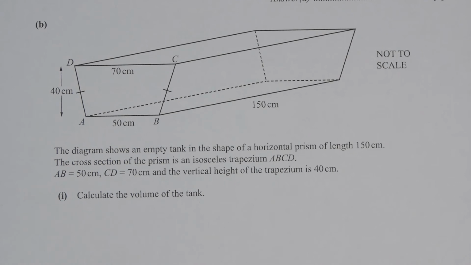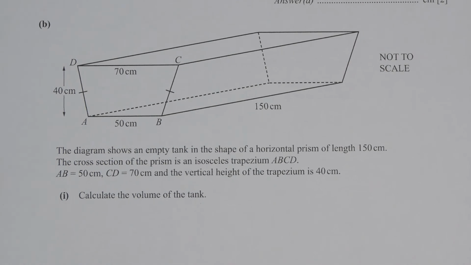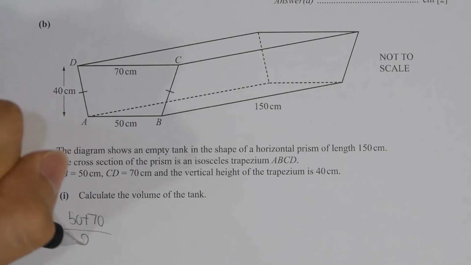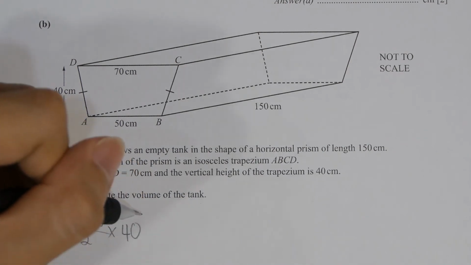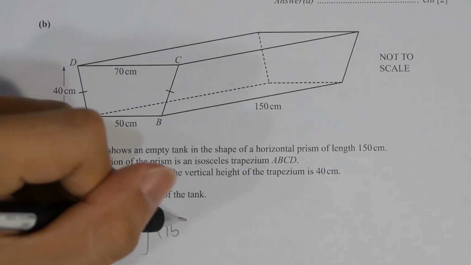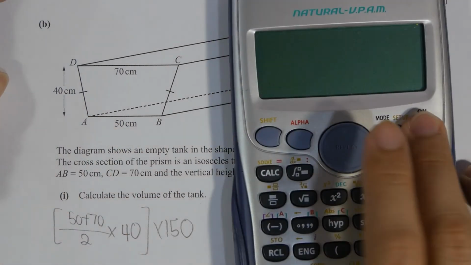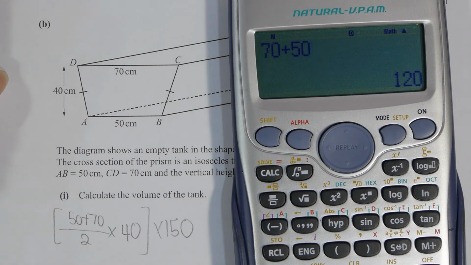For part B, first I calculated the trapezium by taking 50 plus 70 divided by 2, multiplied by its height of 40. Then I multiplied by its width, which is 150. So the total value will be 360,000 cm cubed.